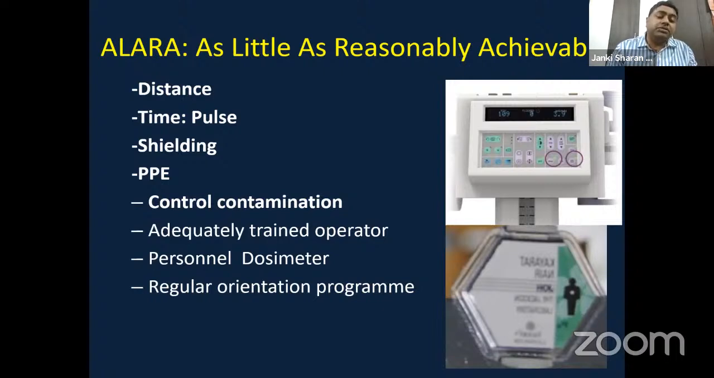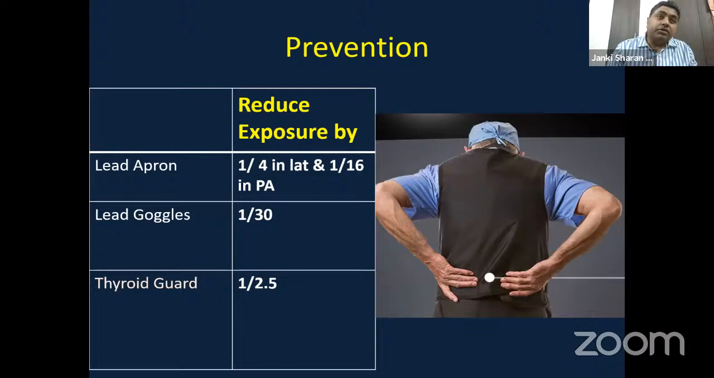Then control the contamination. There is one term which is known as internal radiation. So even if you keep your food near the radiation source, then that also gets contaminated, and when you are eating that, that is also dangerous for you. Then you should have an adequately trained operator and a personal dosimeter for everyone. And you should also know how to wear the dosimeter. Then a regular orientation program in the hospital is also important.